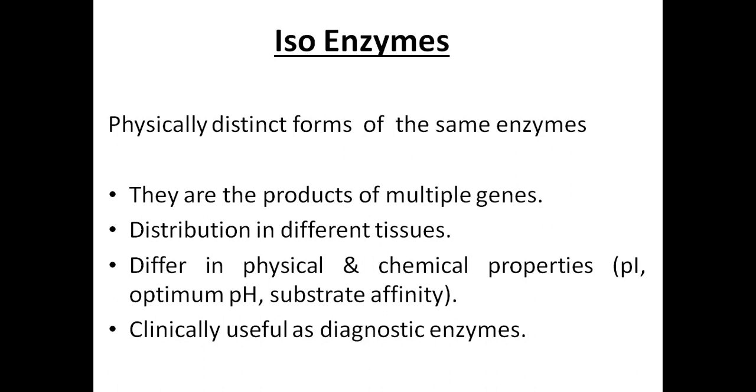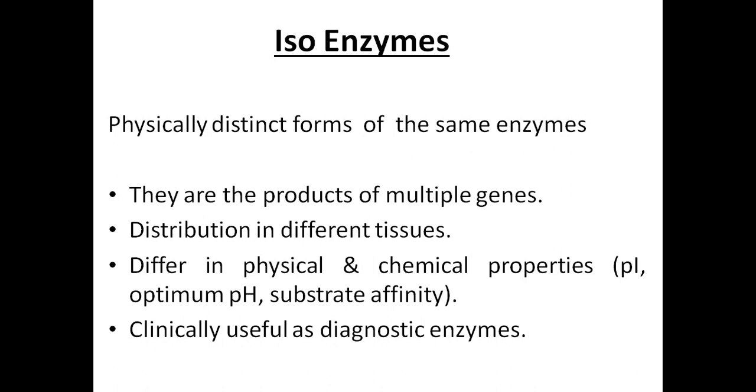Topic: isoenzymes. Isoenzymes are physically distinct forms of the same enzyme. They are the products of multiple genes.